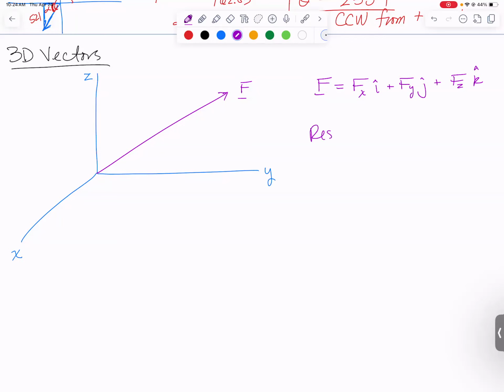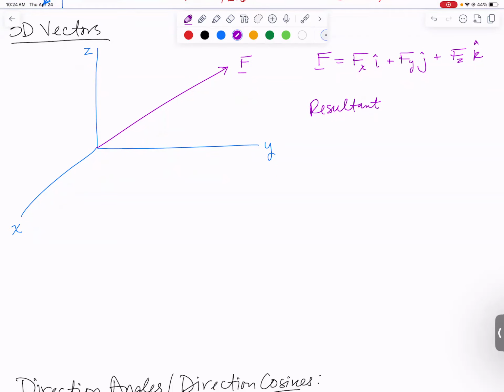If I needed to find a resultant, all I need to do is the X resultant is going to be the sum of F1x plus F2x plus however many forces you have. You just add up all their X components. Your resultant in the Y would be the result of adding up all of the Y's, and your resultant in the Z would be the result of adding all of the Z's.